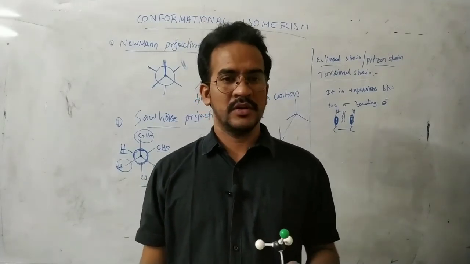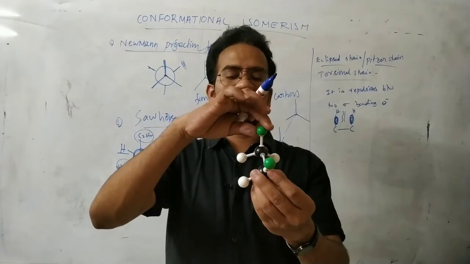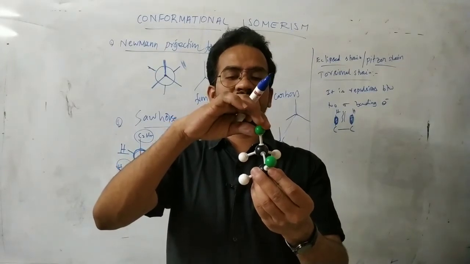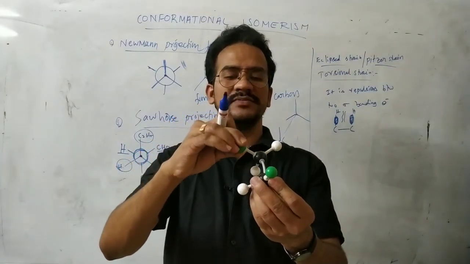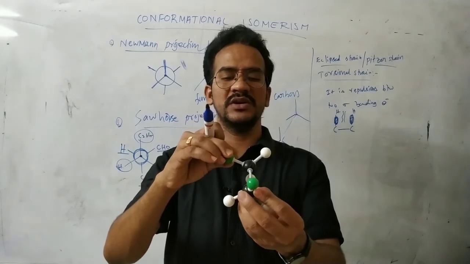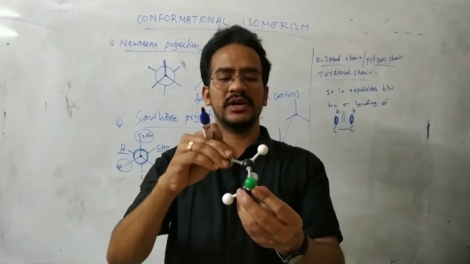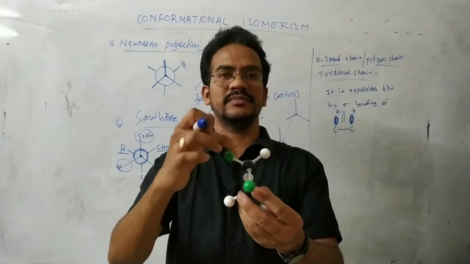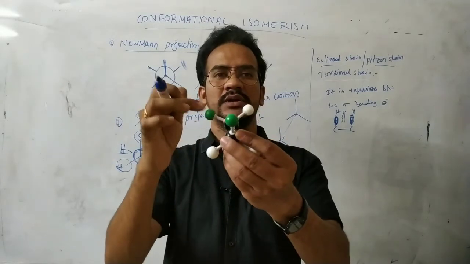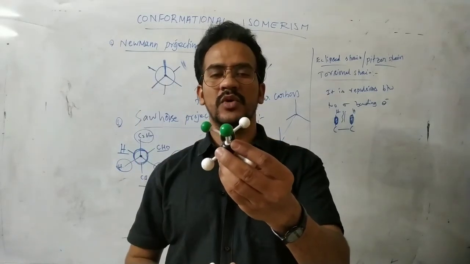Suppose here, if this is rotated by 60 degrees, there is no eclipsed strain, because these bonds are not eclipsed. These bonds are not eclipsed, we can see here.